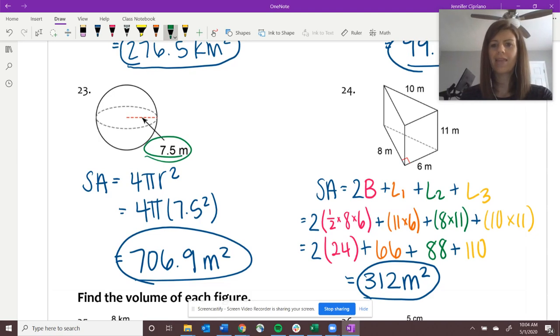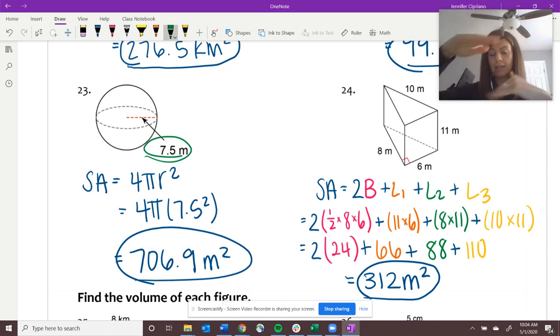Number 24, so I think that triangular prisms are not the hardest, but they're the ones that you have to be most careful about figuring out your different areas. So for a triangular prism, your 2 triangles are going to be congruent.